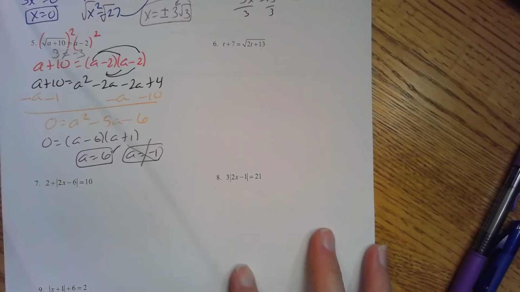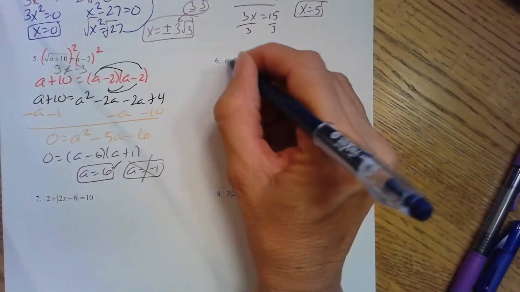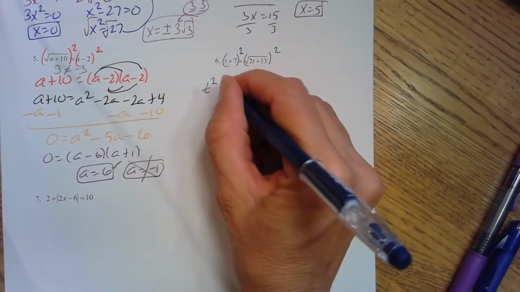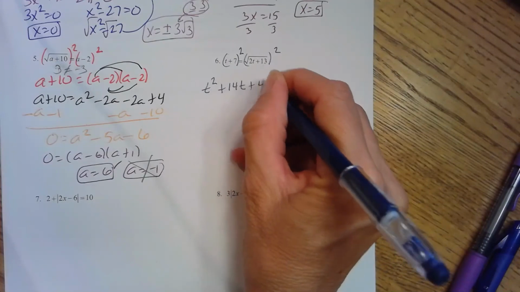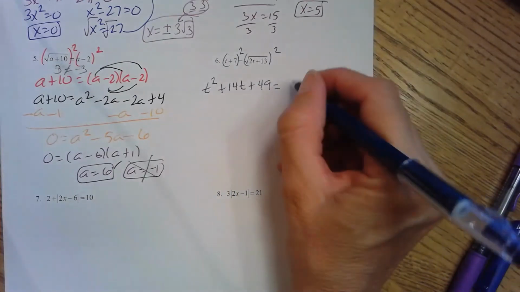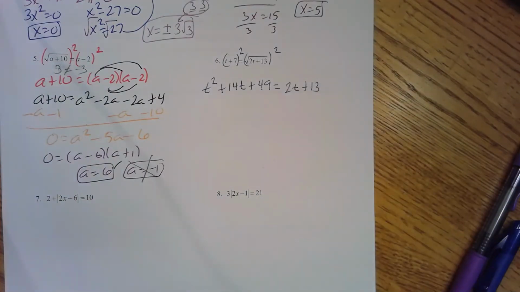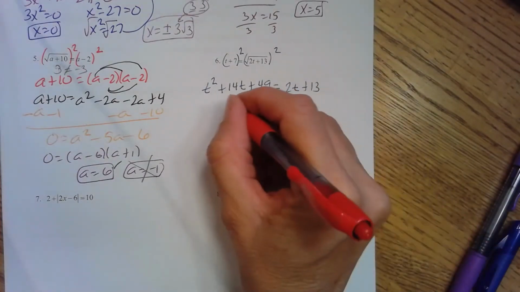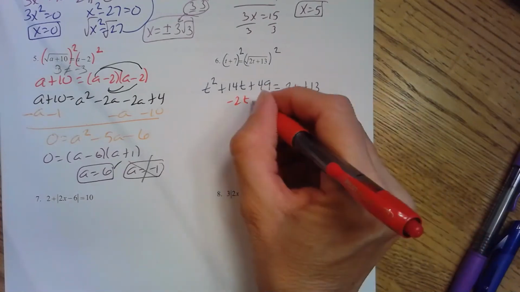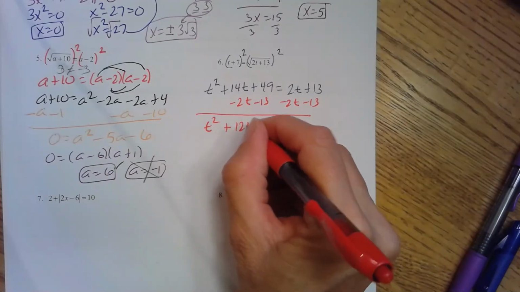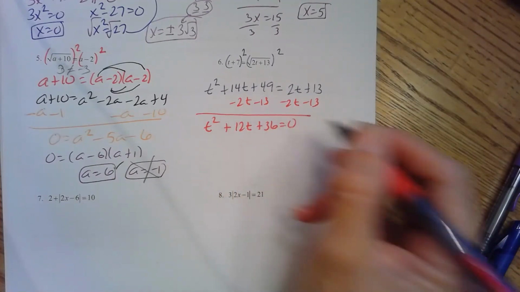So same thing on number 6. We have t plus 7 equaling the square root of 2t plus 13. We're going to square both sides, square the left, and square the right. So just from the previous problem, we know that this is going to turn out to be t squared plus 14t plus 49. Go ahead and FOIL that out yourself, and we get 2t plus 13. So we're going to subtract over the 2t and subtract over the 13. So t squared plus 12t plus 36 equals 0.